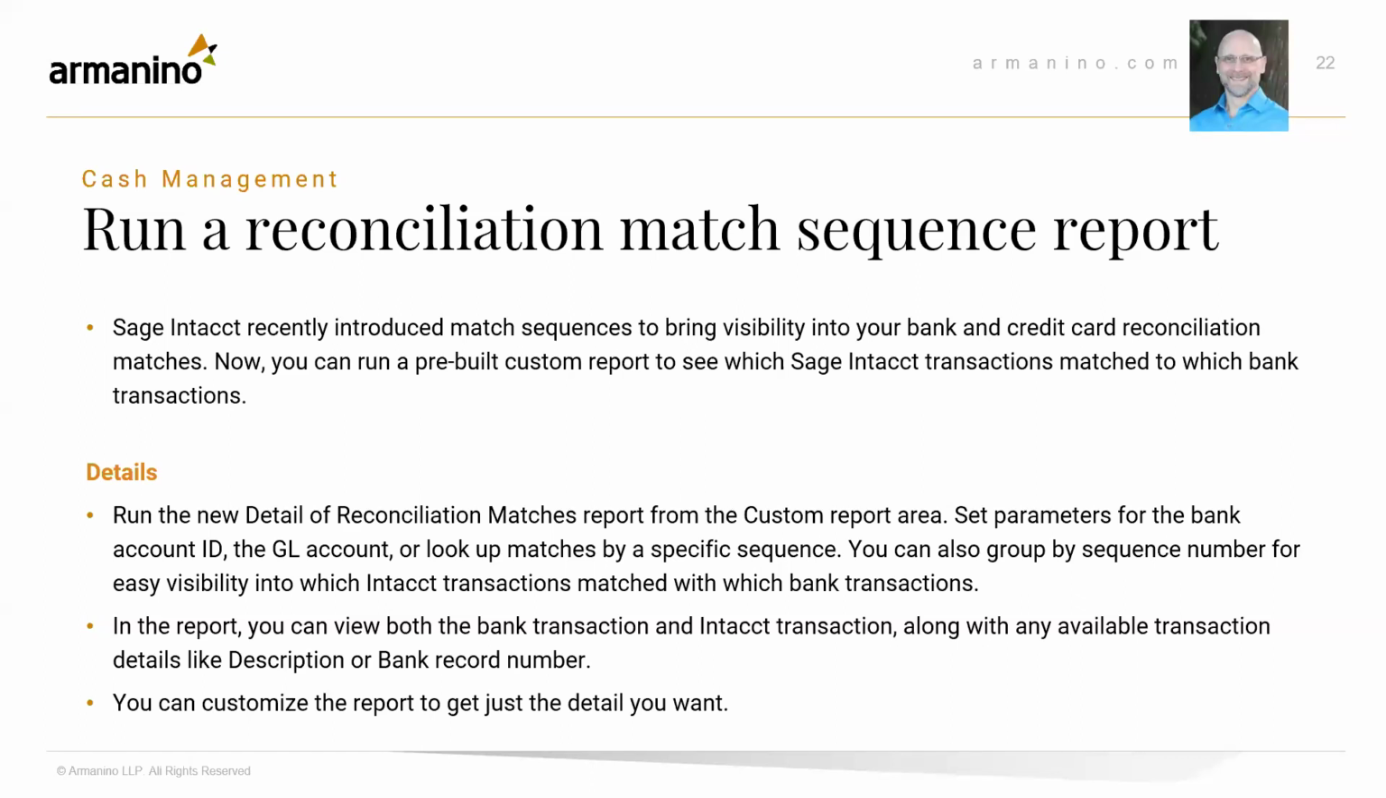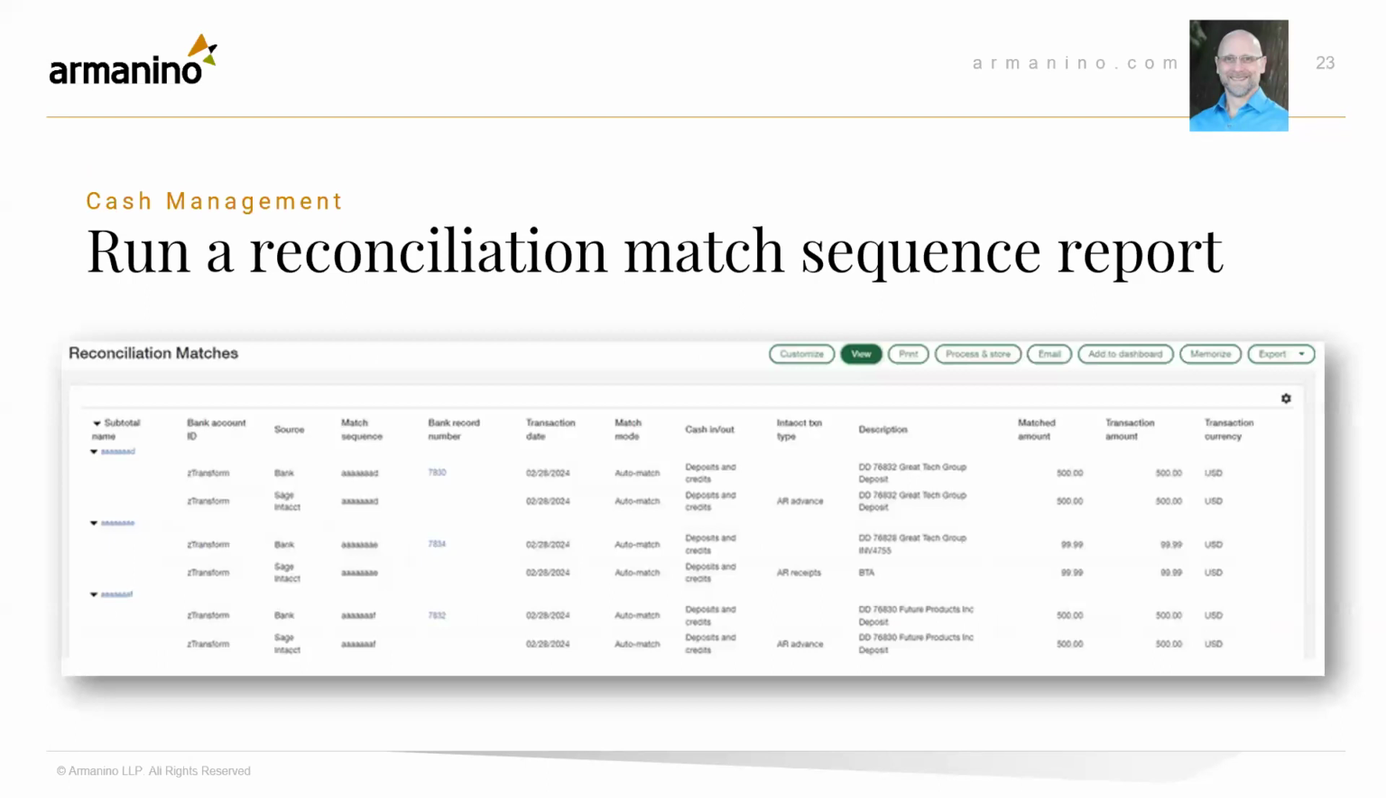You can customize the report to get just the detail you want. And here is a nice blurry copy, sorry, that's the best I could do, of the report. You can see the bank ID, source, match sequence, bank record number, transaction date, match mode, cash in and out, Intacct transaction type, description, matched amount, transaction amount, and the currency.